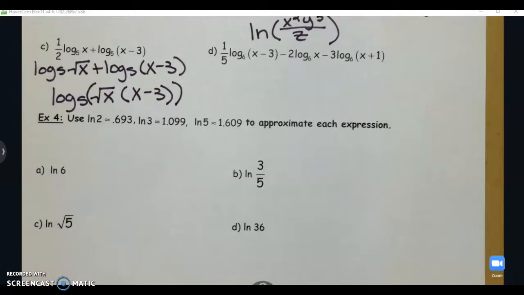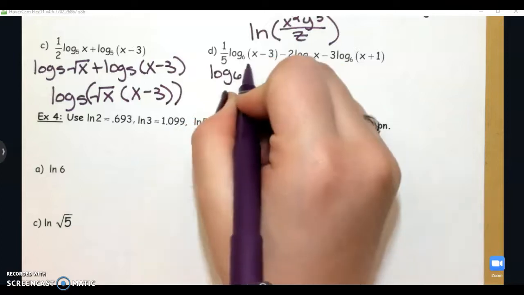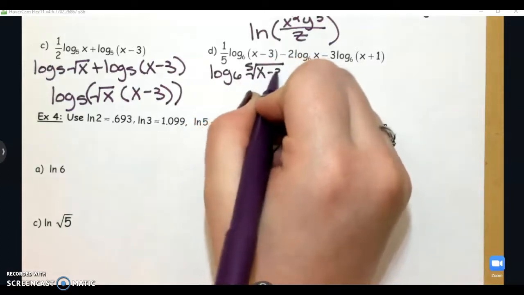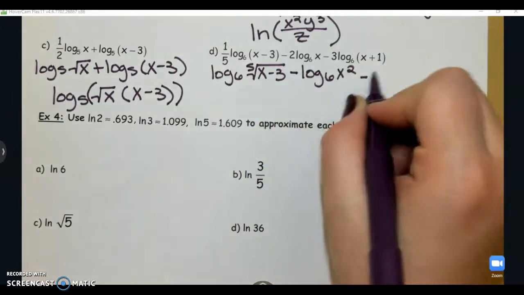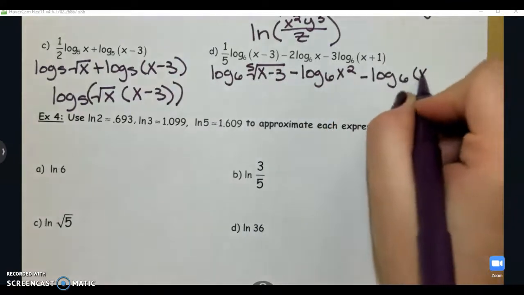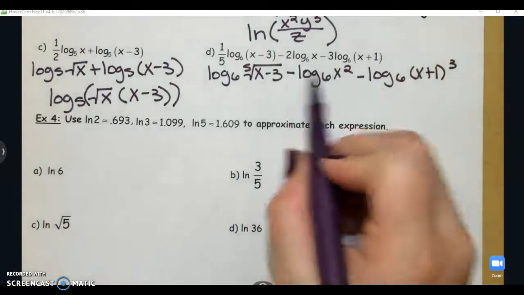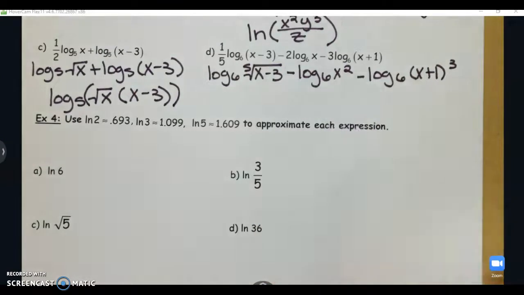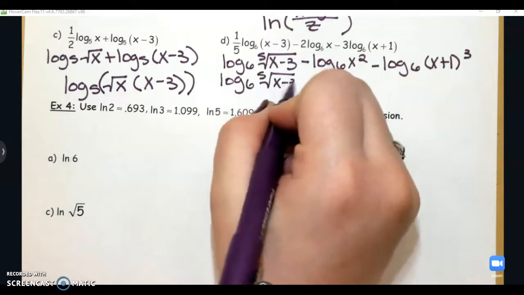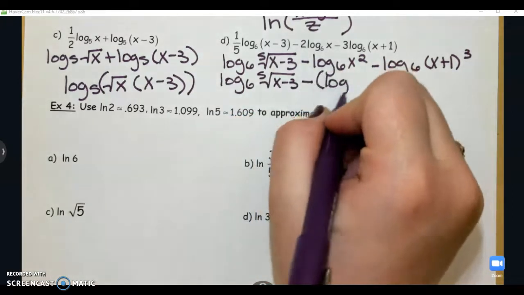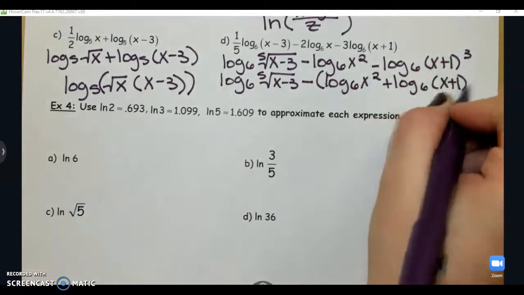Again, I am going to start with my exponent rules. So log base 6 of the 5th root of x minus 3 minus log base 6 of x squared minus log base 6 of x plus 1 to the 3rd power. Now, I have got a minus and a minus. So what I am going to do is factor out that minus: log base 6, 5th root of x minus 3 minus log base 6 of x squared plus log base 6 of x plus 1 cubed.